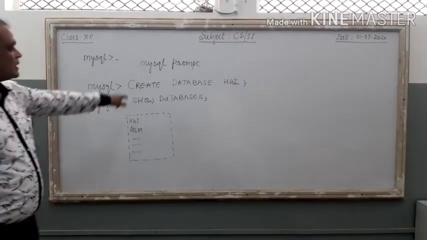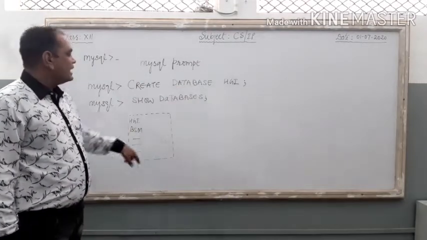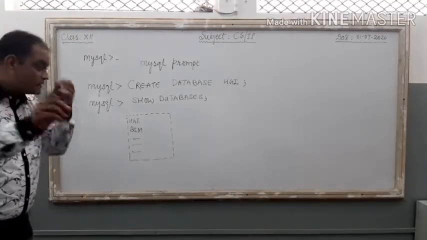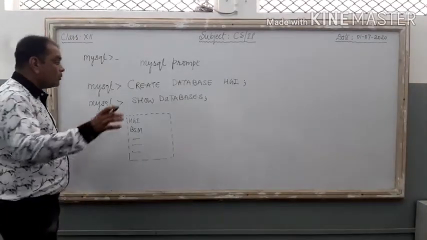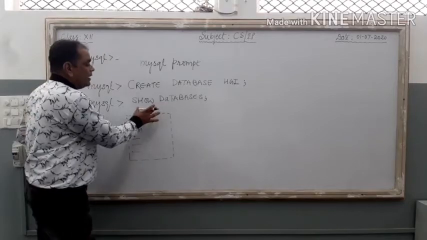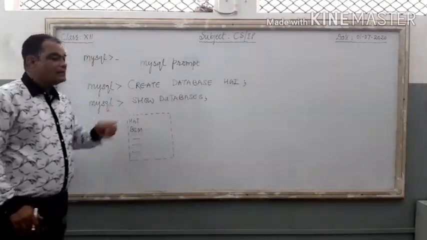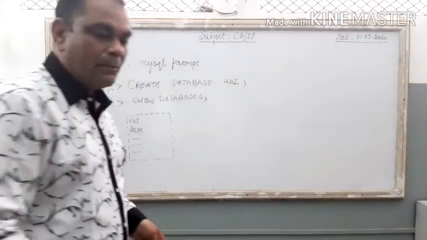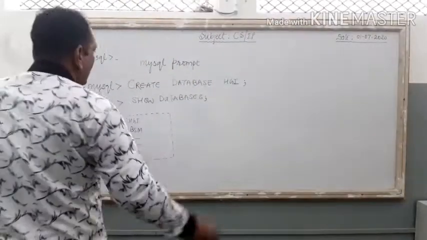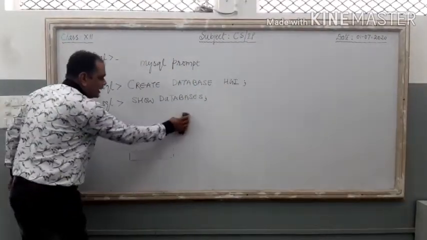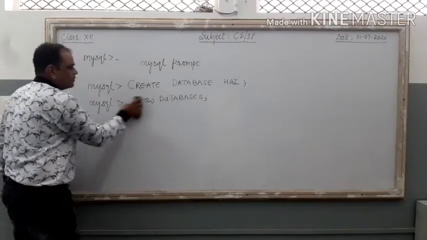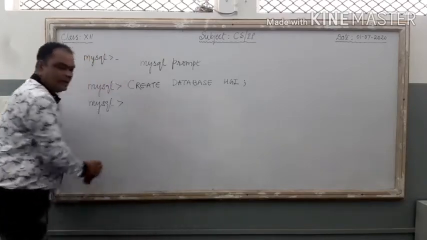So first command, create database HGI. The second command is show databases. Now just come to one more thing. Here it is a single line command. The command is create database. It is a single line command. Yes, I can write this command in multiple lines also. How is it possible? Just see.